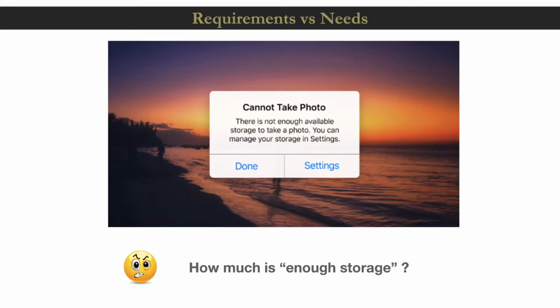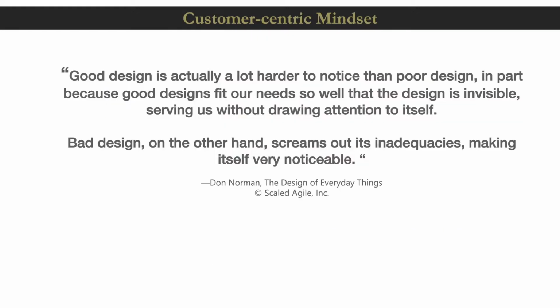So I'm taking these examples from a UI or UX perspective, but the point I'm trying to make here is good design is actually a lot harder to notice than poor design. In part because good designs fit our needs so well that the design is invisible, serving us without drawing attention to itself. If it's a bad design, it screams out its inadequacies, making itself very noticeable. I'm picking up this comment from Don Norman, Design of Everyday Things, copyright of Scaled Agile.